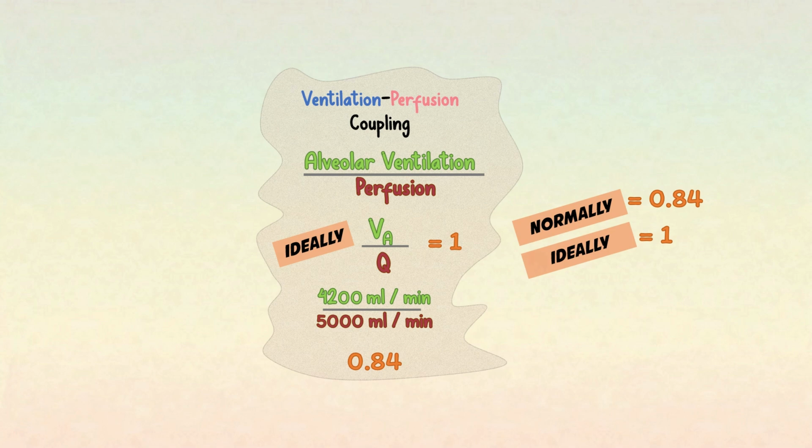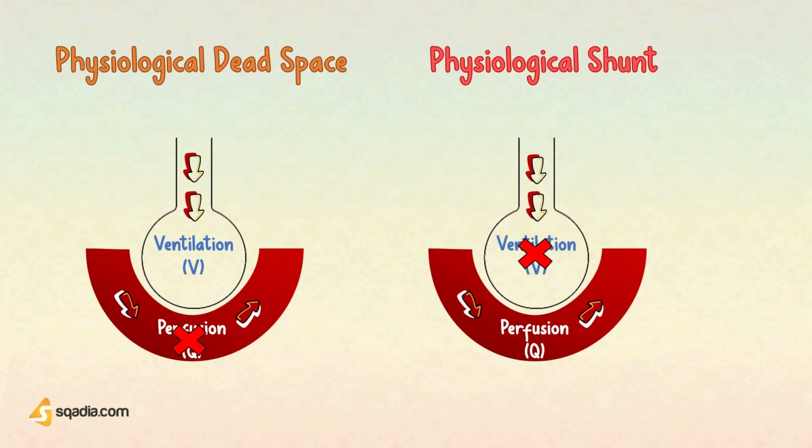V/Q mismatch occurs in various diseases. Ventilation without perfusion is dead space, while perfusion without ventilation is shunt.